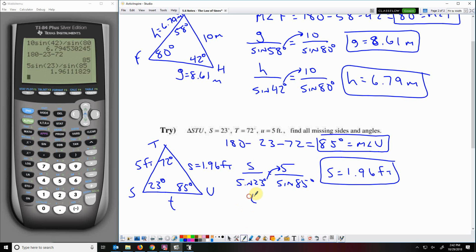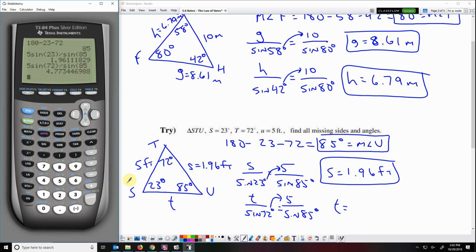And then T over sine 72 equals 5 over sine 85. Okay, so I'm going to multiply that sine 72 across. 5 sine 72 divided by sine 85. 4.77 feet.